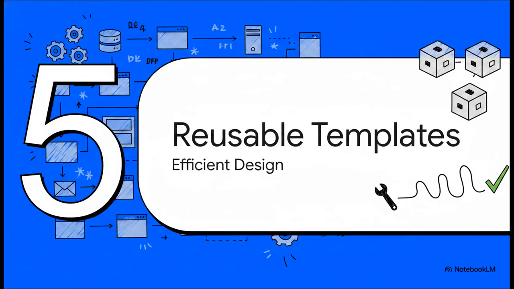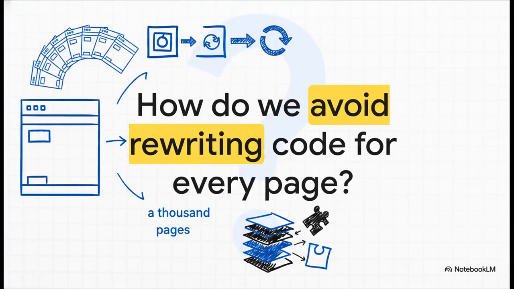Moving right into part 5, reusable templates and design. All right, now that we know how to fetch and display data, we really need to talk about efficiency. Picture a website with 1,000 pages. Every single one of those pages has the exact same navigation bar and the exact same footer. So the big question is, how on earth do we avoid rewriting the exact same HTML code 1,000 times?